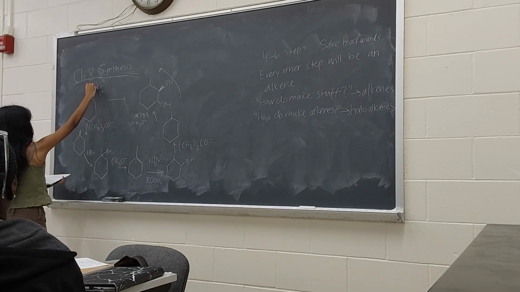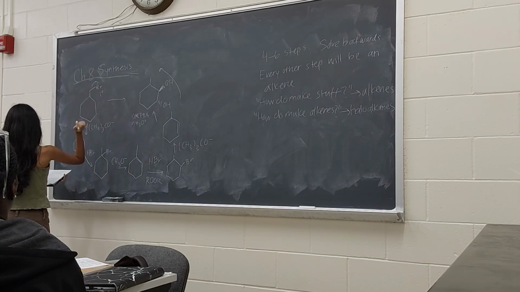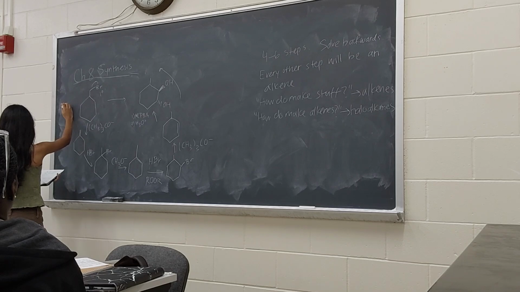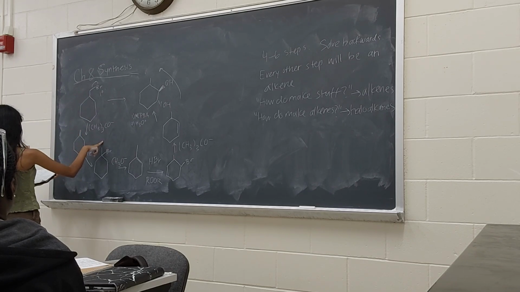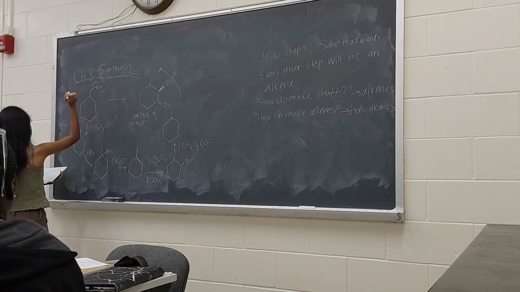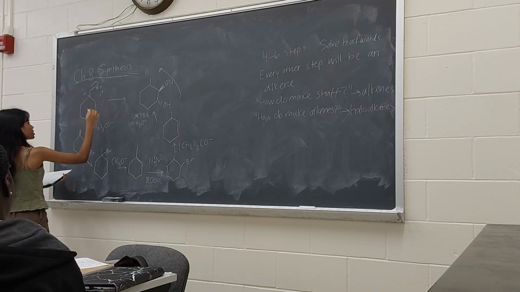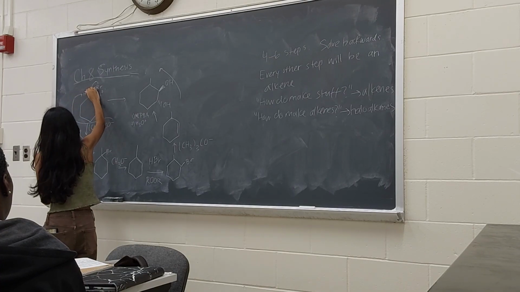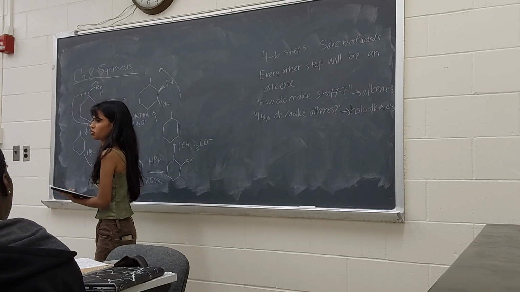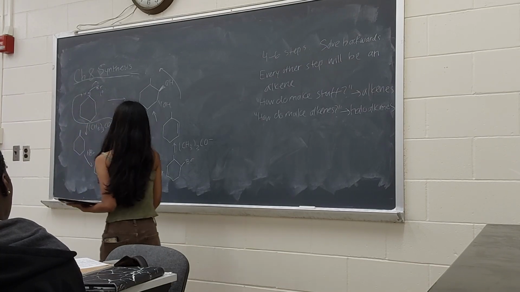So the Br will leave. This bulky base will attack a beta hydrogen. Okay, so maybe this hydrogen, and then this will shift here. Makes sense? Okay.